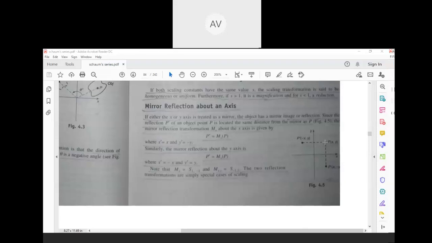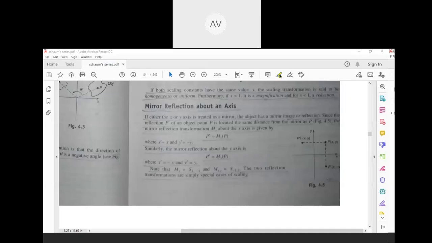Okay, when I reflect this P point about y axis, what will happen? The point will be reflected over here, but the coordinate value will get changed. Here the x will become negative and y will be positive. Okay, this is called reflection about y-axis. Similarly, if you want to reflect about x-axis, what will be the change in this coordinate? The value of y will become negative and x will remain the same.